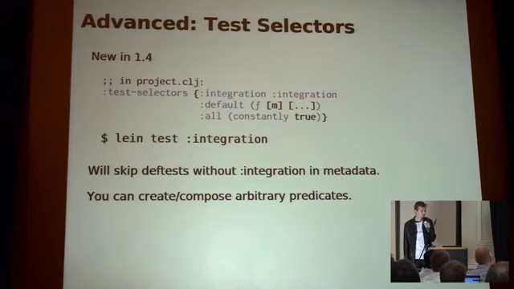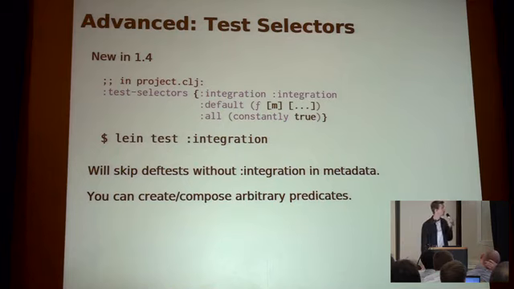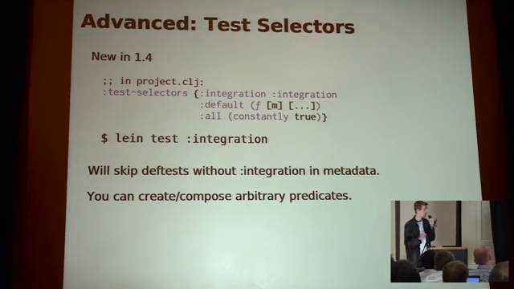Next I'll be covering some of the more advanced features, things maybe not everyone knows about. I don't think most people know about this because it's new in 1.4, which is unreleased. The next version should be out in maybe a couple of weeks, I hope. The idea here is that when you write your dev tests, you can attach metadata to them. In this example, it assumes that we've got some dev tests with integration metadata, integration set to true.